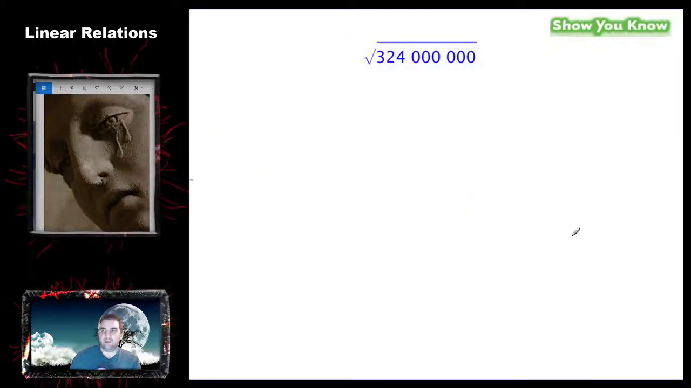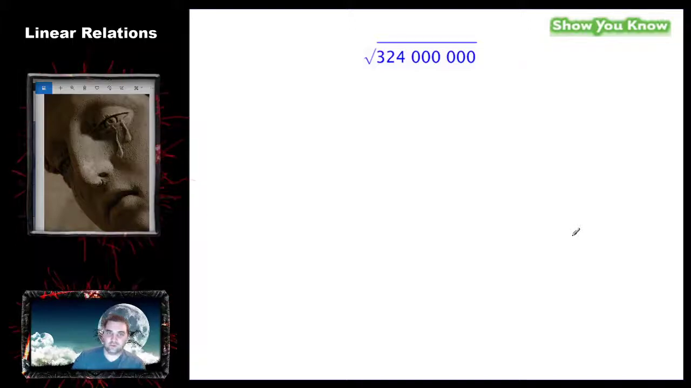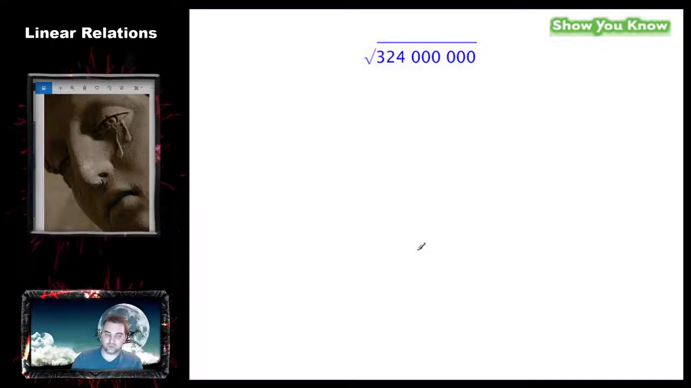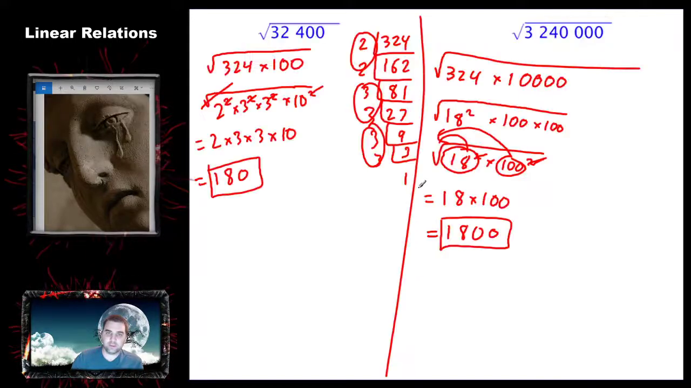Okay, I think we're getting close. 324000000. Oh boy, that looks fun for you. I'm sure you're going to have a blast with that one. But thankfully you have some notes here. You know 324 is 18 squared, and you know you can do that with any of these big 100 kind of numbers.